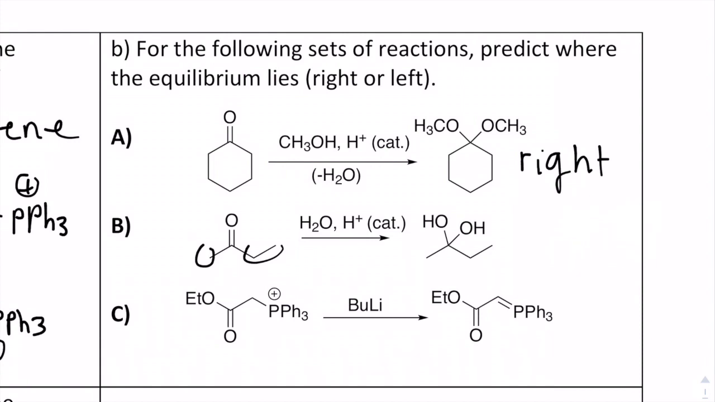So in this situation, hydration is totally unfavorable, so we are actually going to favor the ketone product, which would be to the left. All right, let's look finally at C. So C is just the second step of the preparation of ylides.